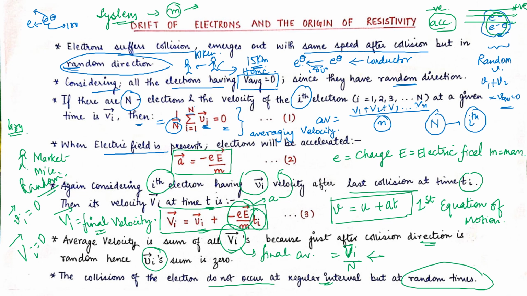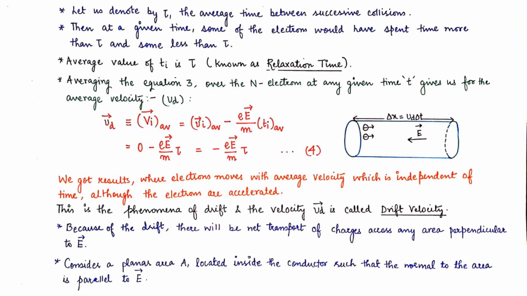They show random motion, they have no average velocities, and their final momenta is also 0. So these collisions are also not systematic but are random. Let us denote tau as the average time between the successive collisions.